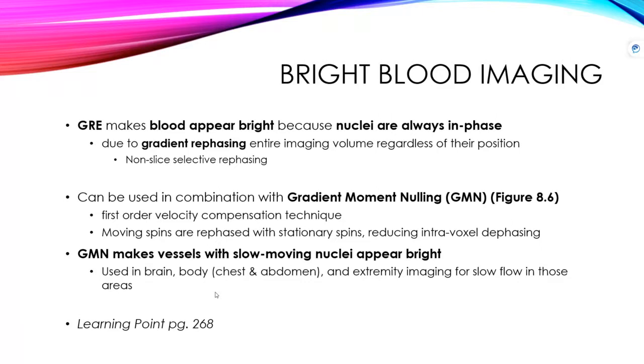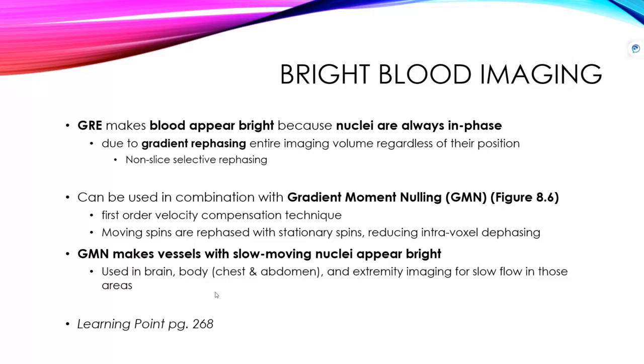Make sure that you guys are reading that learning point on page 268. It's very small. Well, I'll just read it for you. It says pre-saturation can be used on both spin echo and gradient echo pulse sequences. And in some instances, it is appropriate to use both pre-saturation or sat bands and gradient moment nulling in the same sequence. Another technique to enhance the signal from flowing blood is the administration of contrast.